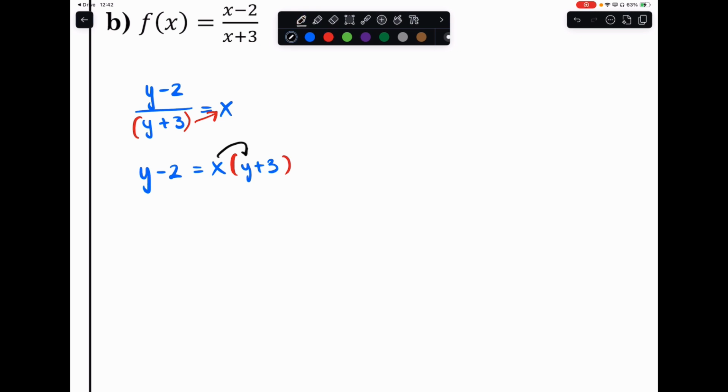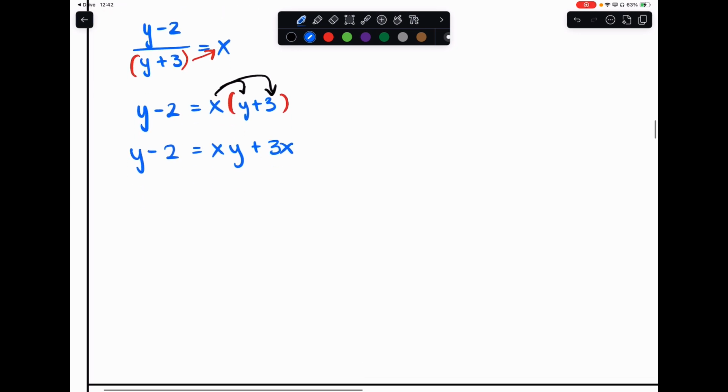We're going to distribute this 3 into the parentheses. So on the left, we have y minus 2 equals x times y, which is just written as xy. And then distributing the x again, 3 times x is going to be 3x, like that.